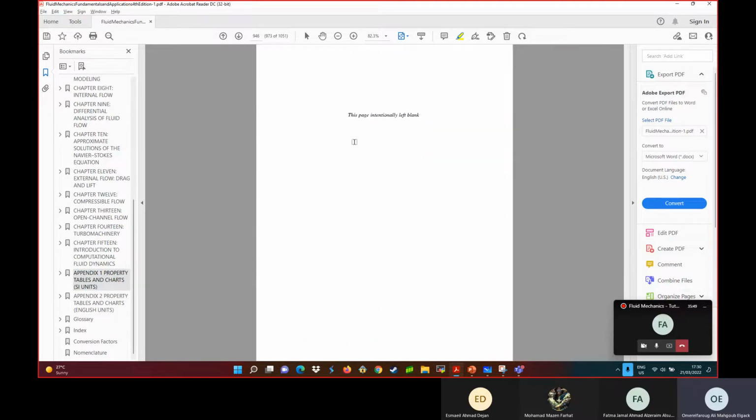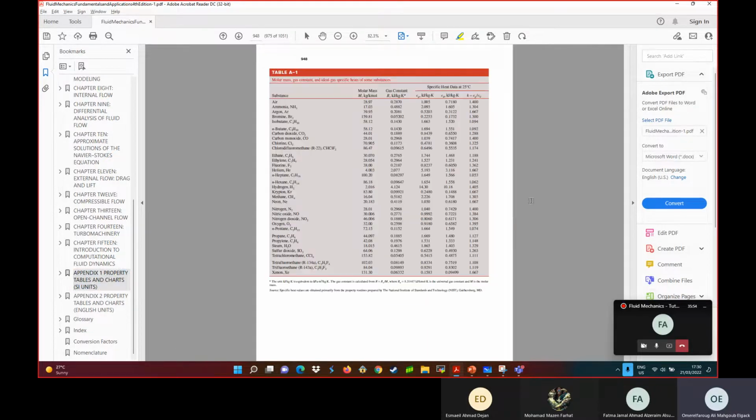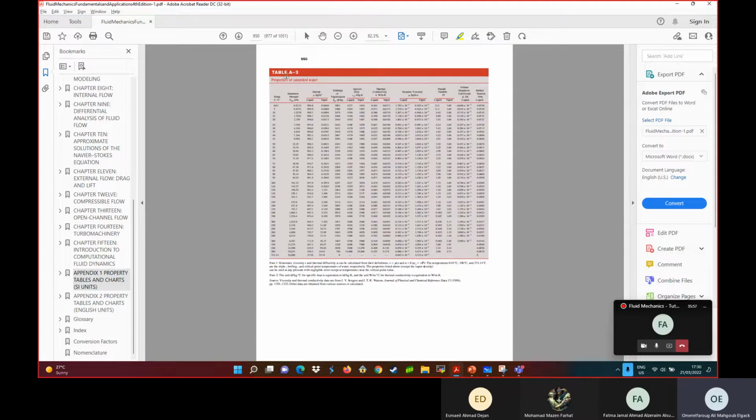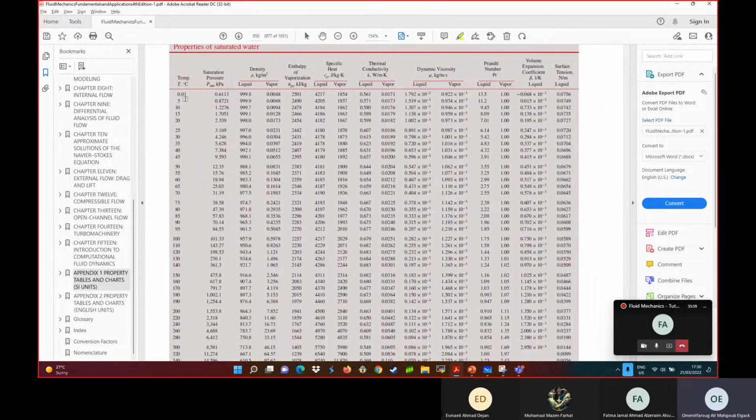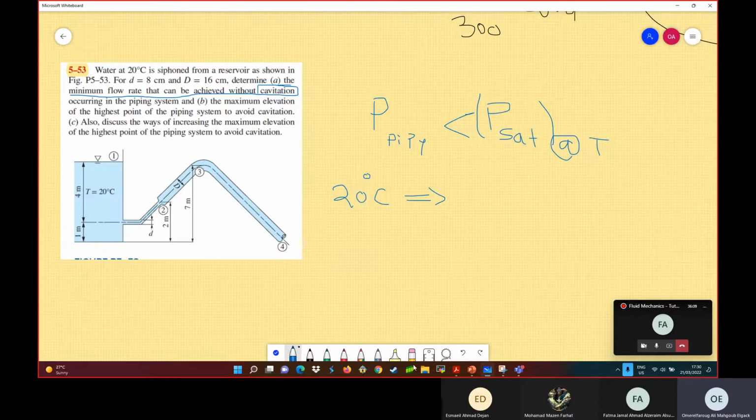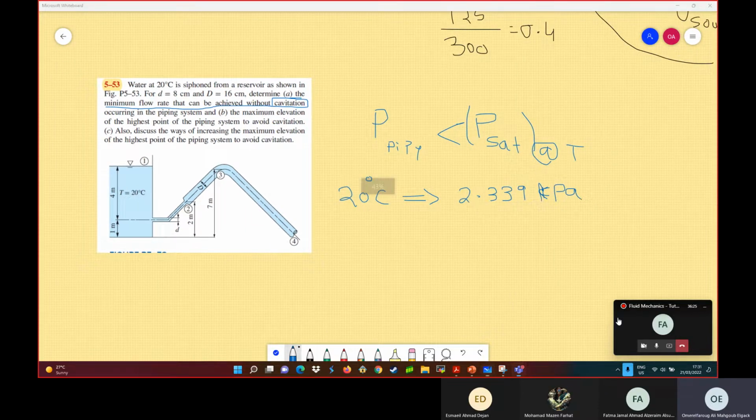Go to the appendix here. You have the book, right? Go to appendix 1, property tables. Then go to A3. You have here the temperature, you have the saturation pressure. So our temperature is 20. What's the corresponding saturation pressure? It is 2.339. I'll just write it here because we will use it later. 2.339 kilopascal.